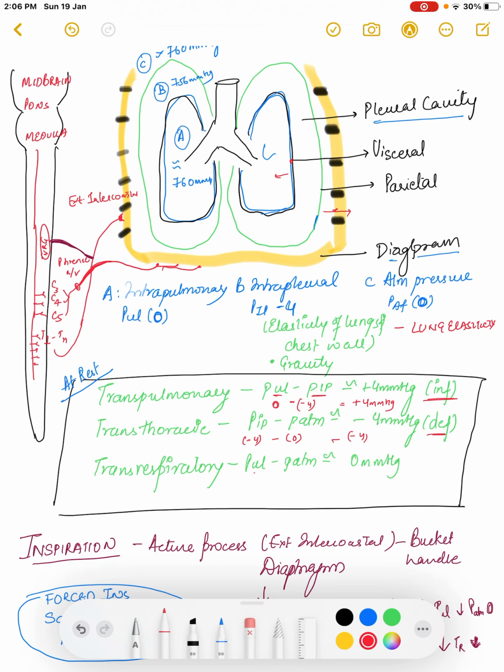Now let us understand how the signals for inspiration come. This was all at rest. When it comes to inspiration, which is an active process, there are excitatory signals from the medulla, which excite C3, C4, C5, which is basically the phrenic nerve, and the neurons at T1 to T11, which supply the external intercostal muscles.